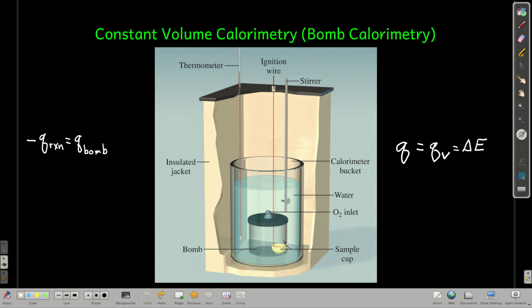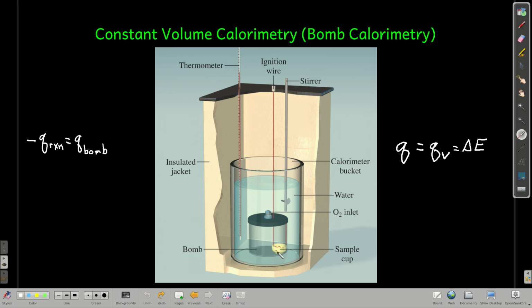This part is called the bomb. The basic setup here is we have a big tub of water, something to stir it. We have a thermometer, of course, in it. Nowadays they'll be digital. We also have this bomb part in here. This is probably a stainless steel container with a screw-on lid that has an inlet for oxygen and also an outlet, which isn't shown here.